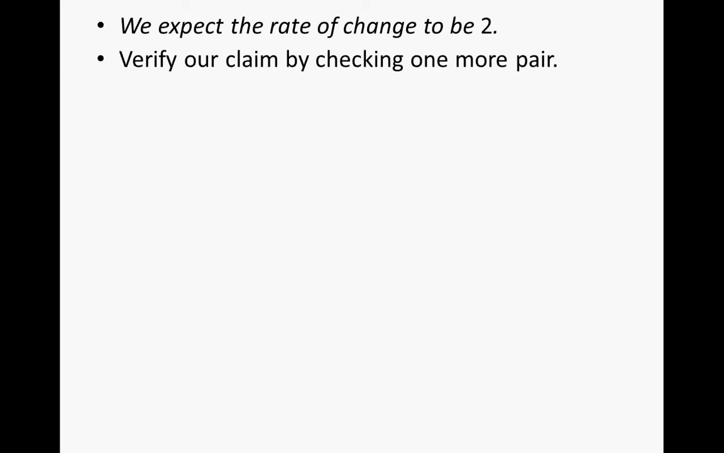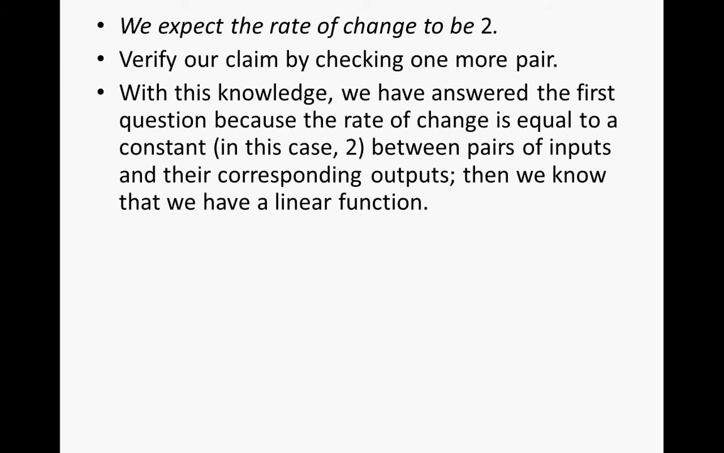Alright, so you should have come up with the same thing. With this knowledge, we have answered the first question because the rate of change is equal to a constant, in this case 2, between pairs of inputs and their corresponding outputs. Then we know we have a linear function.